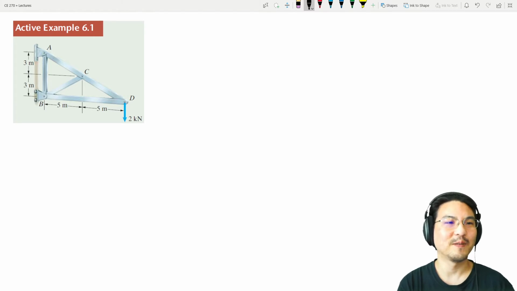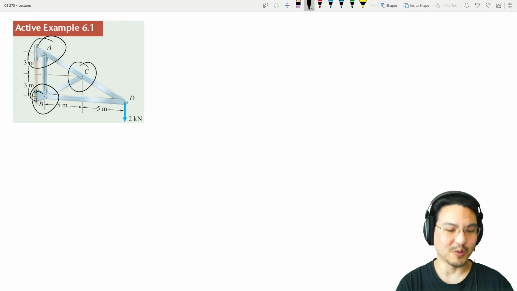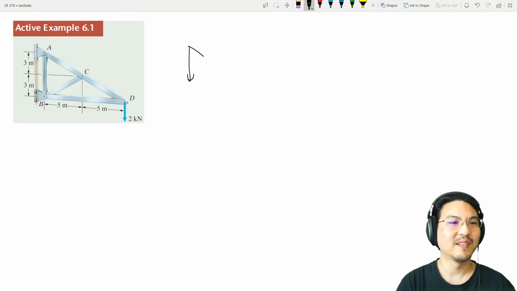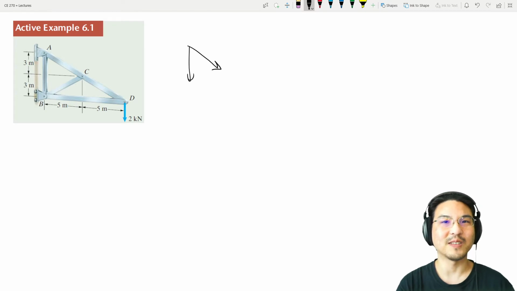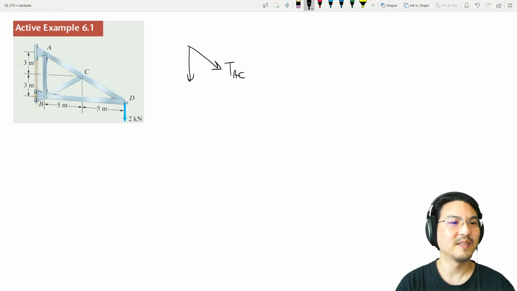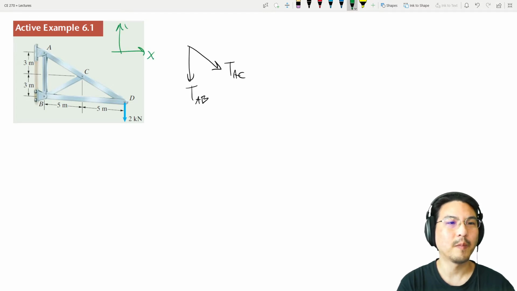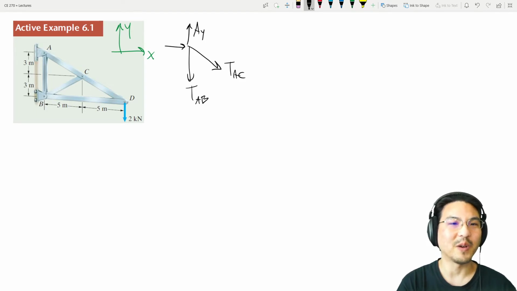of joints. For each joint, you just go joint to joint, draw the free body diagram. So for example, joint A. I got these two axial forces, AC, AB, and then the reaction at the pin support. So if I pick a coordinate system, then there would be reactions at the pin, which I will decompose into X and Y components. Okay, so here's the free body diagram for joint A.